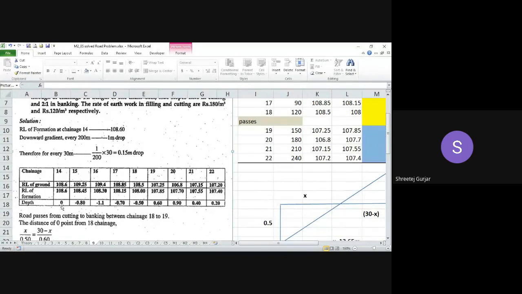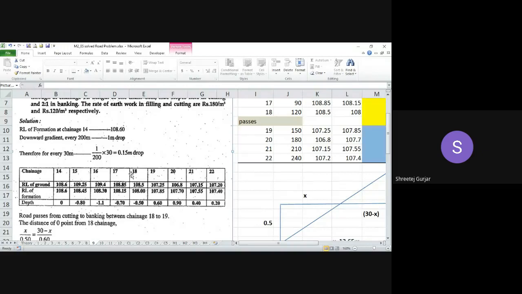So you can observe over here, we have a few negative values. Up to the 18th chainage, we have negative values, and from 19 to 22, we have positive values. So here we have cutting, and here we have banking. Here we have banking, here we have cutting. We do not have any exactly zero value over here. It is somewhere in between 18 and 19, somewhere between 18 and 19.